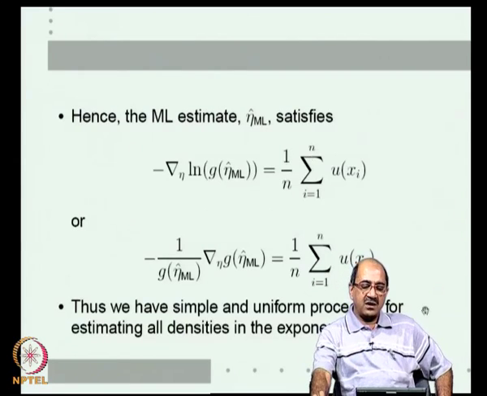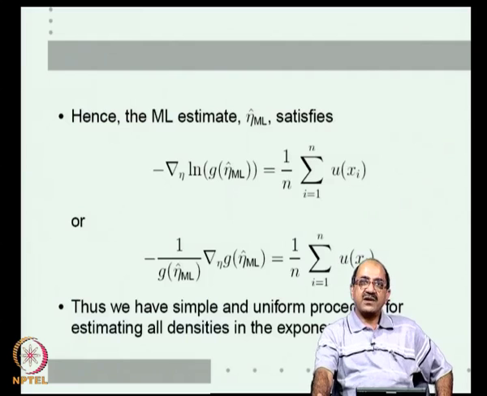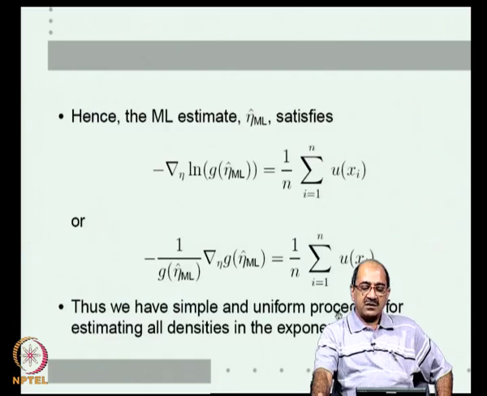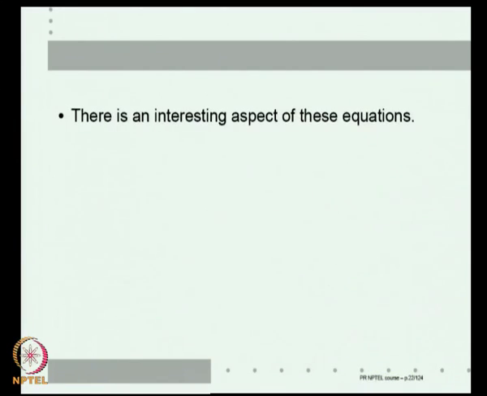Right. So, all exponential family densities give rise to the same set of equations. The only thing that changes is the functional form of g and u, which will change depending on individual densities. Once I put every density in the exponential family form, there is one set of equations that define the maximum likelihood estimate. This is one interesting aspect, but there is another interesting aspect. Right?